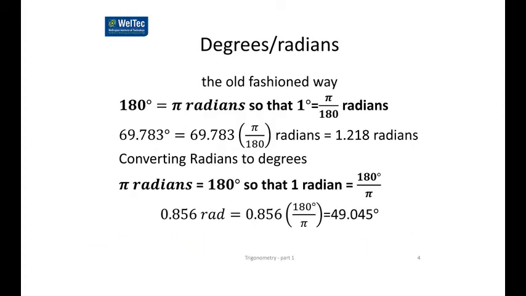You can do it the old-fashioned way just by remembering that 180 degrees is pi radians, so then 1 degree is pi over 180 radians, or conversely that pi radians is 180 degrees, so that 1 radian is 180 over pi. That's the way I always used to remember it before I got proficient on my calculator.